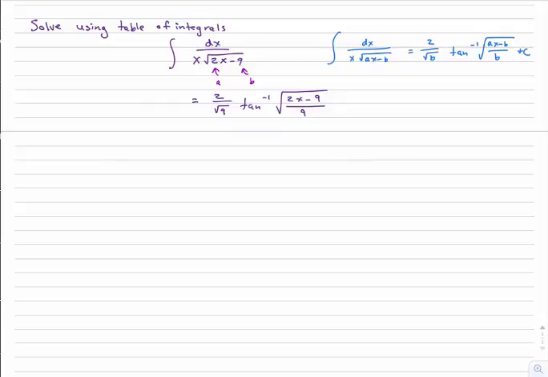And hopefully I don't have to warn you, do not do that. I could simplify this to simply 2/3 tan inverse square root of 2x minus 9 over 9. And I can't forget the plus c. Here's a different example. Again, solve using table of integrals. There's not an integral on my table of integrals that has this one exactly.